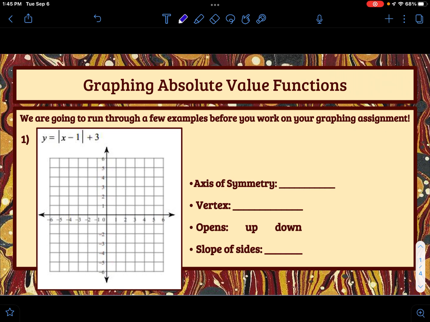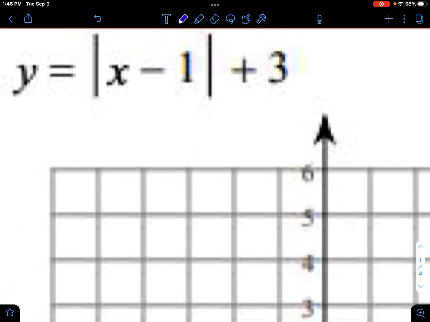Today we're going to do what we did yesterday, find that information, and then we're going to graph using that information, and it really makes it really easy to graph. Don't even need to make a table. Okay, so we're just going to do 3 examples, and then your assignment has 6 problems for you to graph.